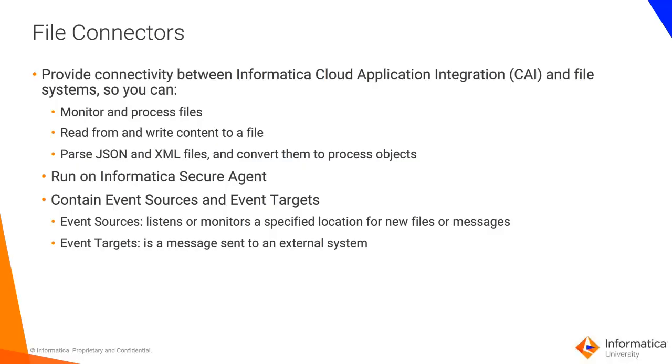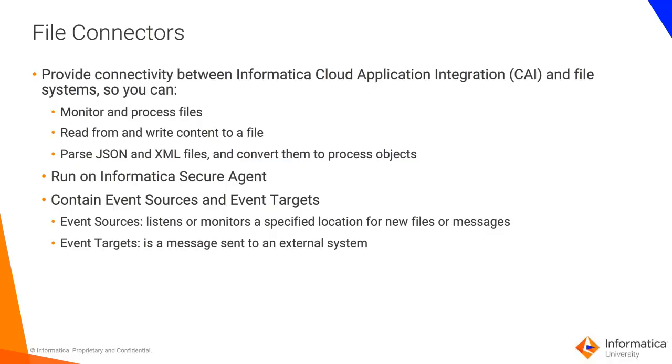The file connector runs on Informatica Secure Agent. For each file connection, you can define event sources and event targets. An event source serves as an event that listens or monitors a specified location for new files or messages. You can then access the event source in a process to consume the process objects generated by the event source.